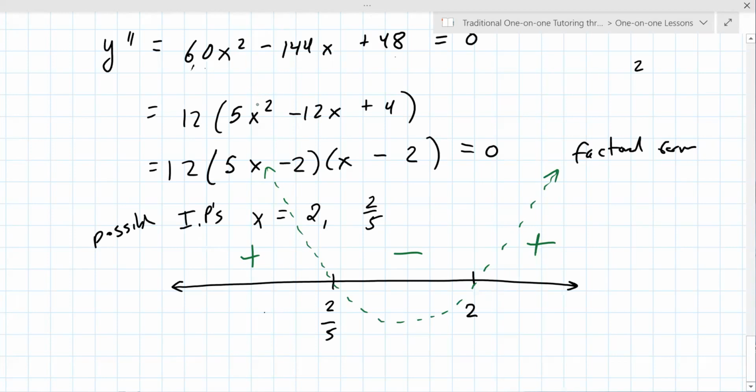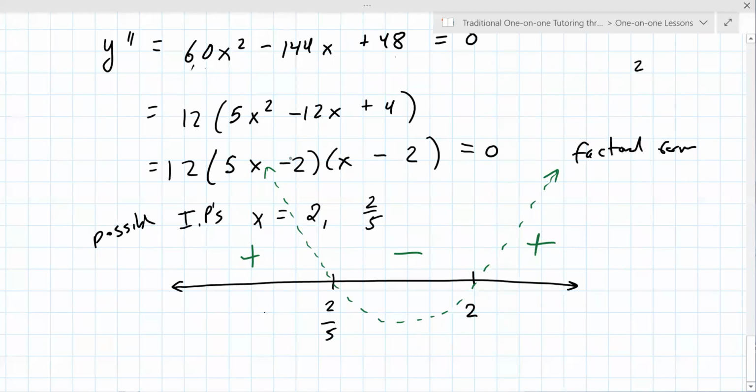So let's test 0 though. 5 times 0 minus 2 is -2. 0 minus 2 is -2. Negative times a negative makes a positive, times a positive is a positive. Confirmed. So something between 2/5 and 2 would be like 1.